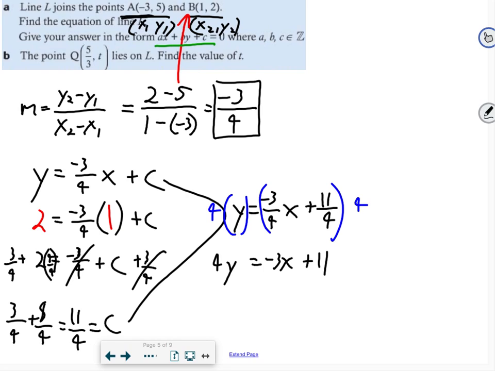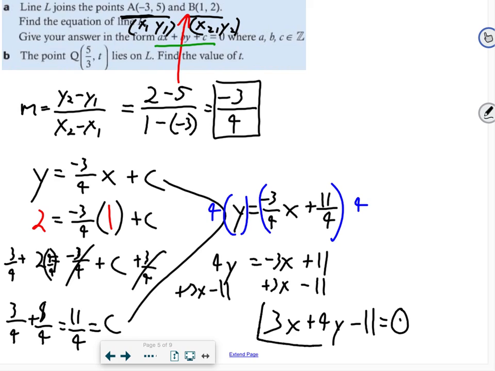Last piece is to shove everything over to one side. So I'm going to add 3x, get the right side equal to 0, minus 11. Do the same thing over here, plus 3x minus 11. Typically our x terms go first, so I get 3x. Then my y term is going to be plus 4y. And then I get minus 11 equals 0. So there is the equation of the line in general form.